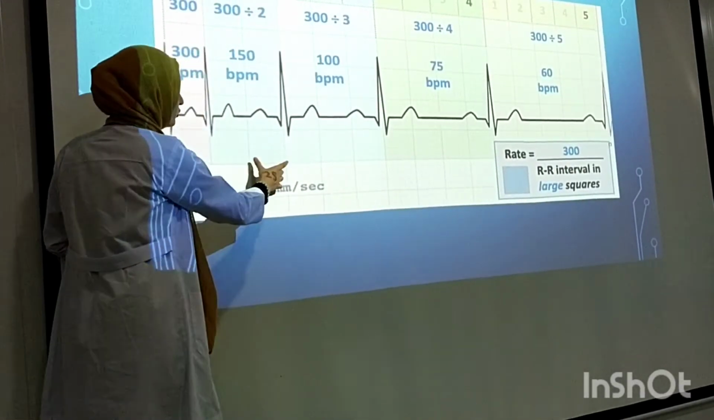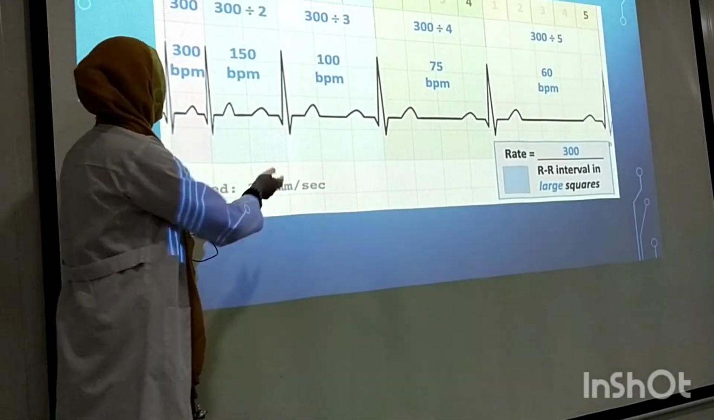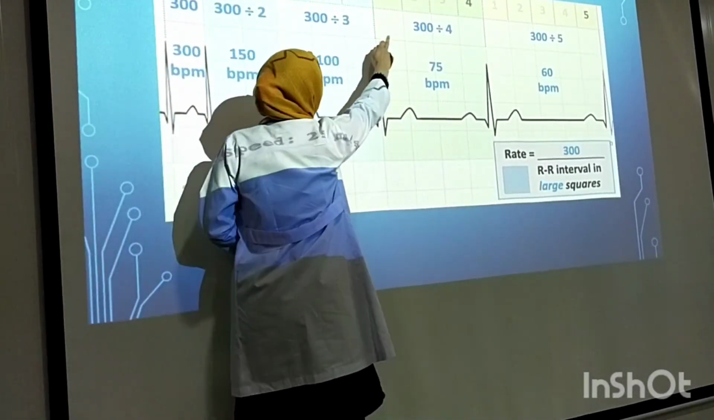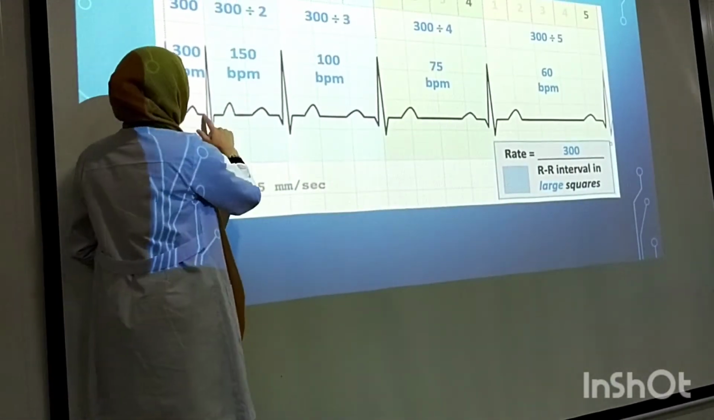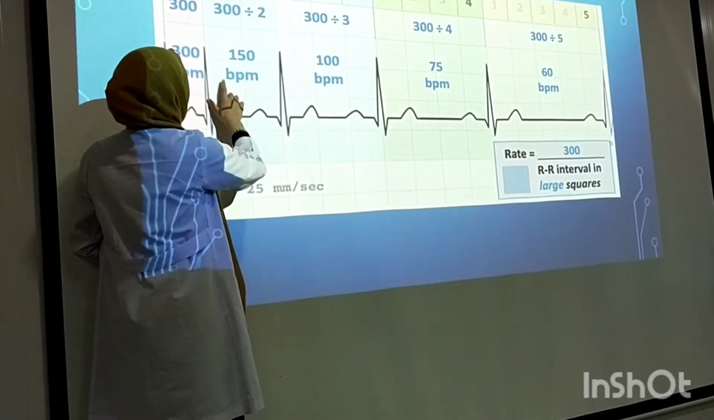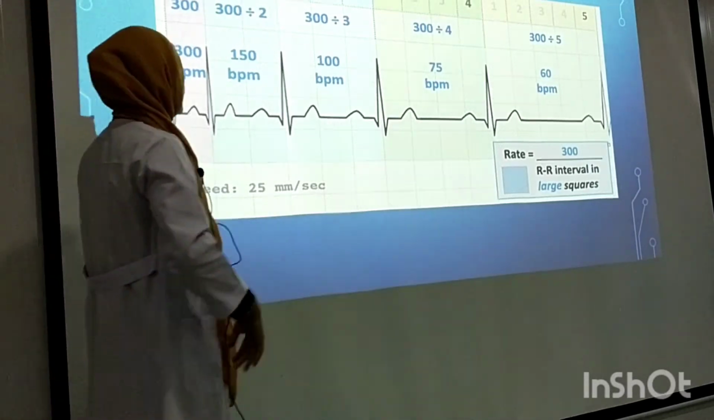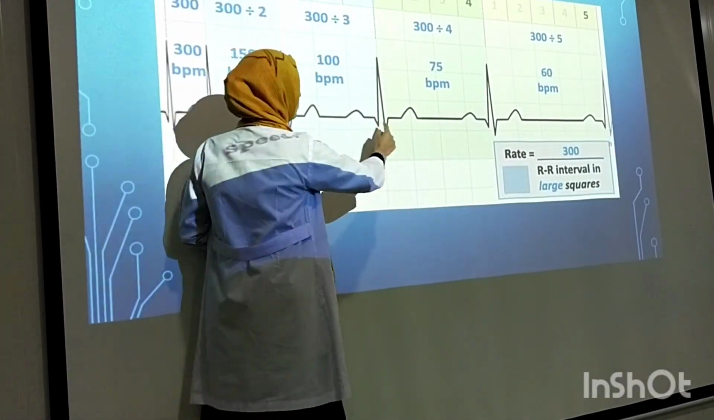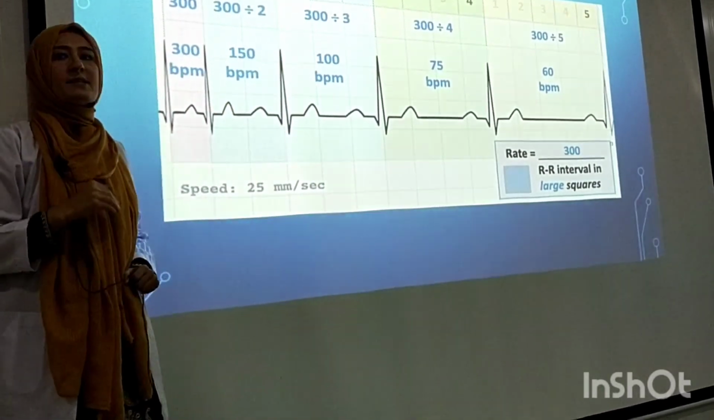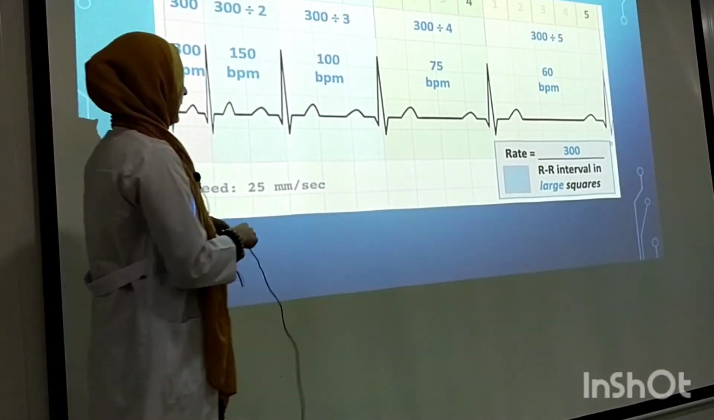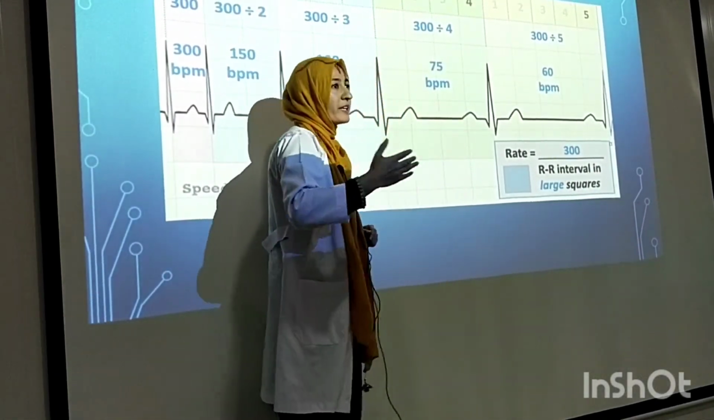And similarly, if there are two large boxes, we have memorized it. You have to memorize it. So 300, we don't need to memorize this. I have rationalized it or crammed it. So I know if the distance between the two R waves is two big boxes, the heart rate is going to be 150 beats per minute. Similarly, if the distance between the two R waves is three big boxes, I understand the heart rate is 100 beats per minute. Likewise, we basically have to divide 300 by 1, 2, 3 and 4.